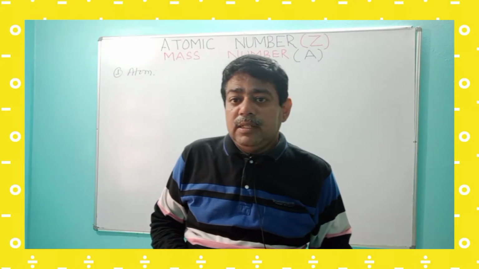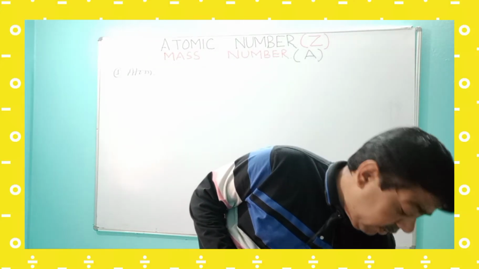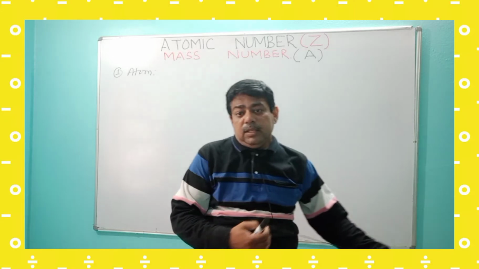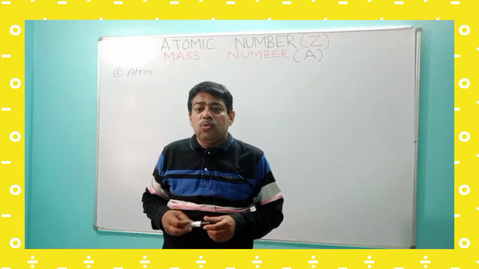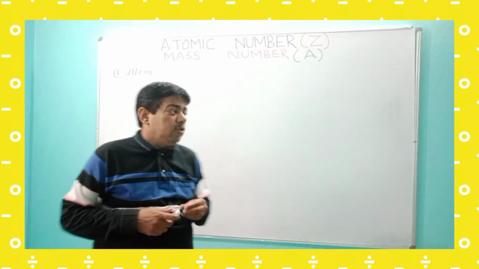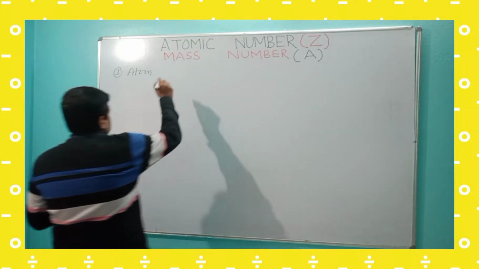All of you know the definition of atom. What do you mean by the definition of atom? The atom is the smallest part of the element, which may or may not have an independent existence and can take part in a chemical reaction. All of you know, the atom is the smallest part of the element.